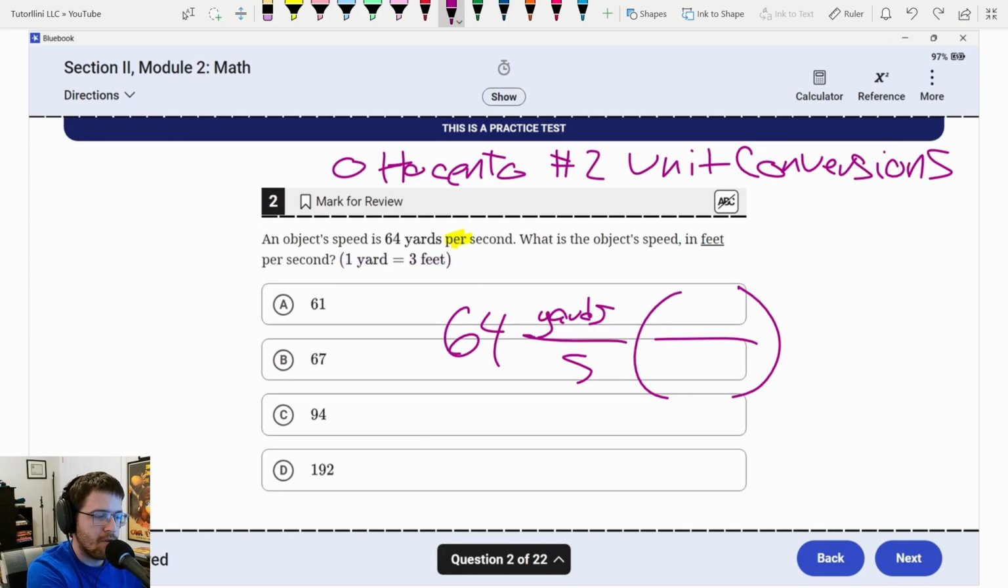1 yard equals 3 feet. So I'm going to put 1 yard on the bottom, so that yards is on the opposite side of the division sign. When they're on opposite sides of the division sign, they cancel. And I'm left with feet per second, which is what we want. So now all I have to do is compute this. 64 times 3 over 1, which I would type in your calculator exactly as it's written, is 192 feet per second.